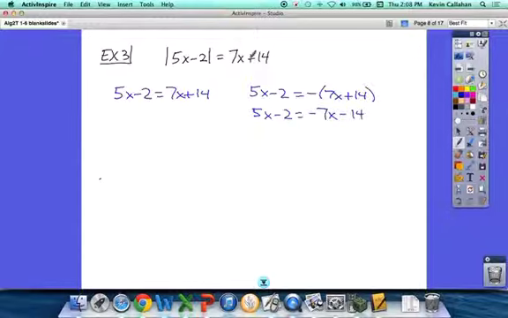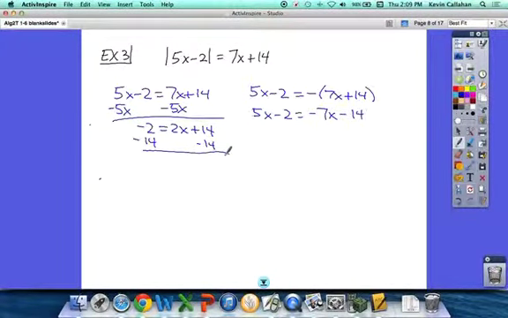Now, let's solve them both. These are both still linear equations, x to the first. We can isolate the variable. Subtract 5x. Negative 2 equals 2x plus 14. Subtract 14. Negative 16 equals 2x. Divide by 2. X equals negative 8. Okay?